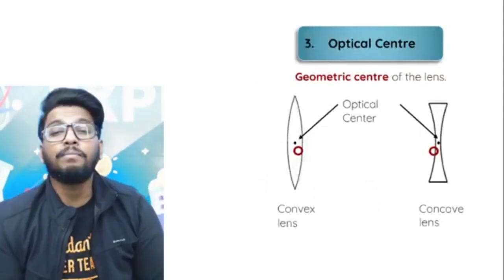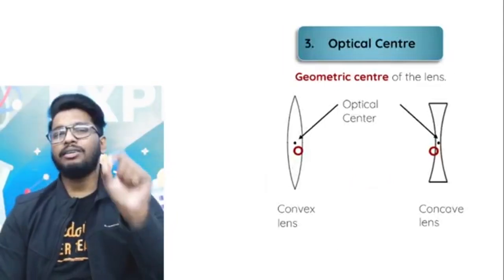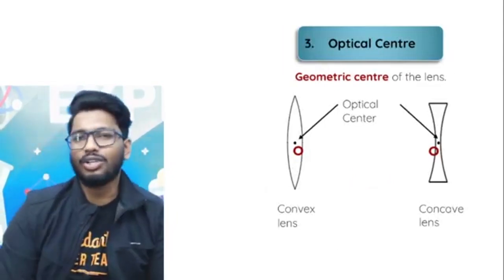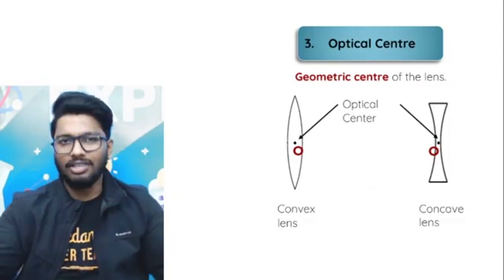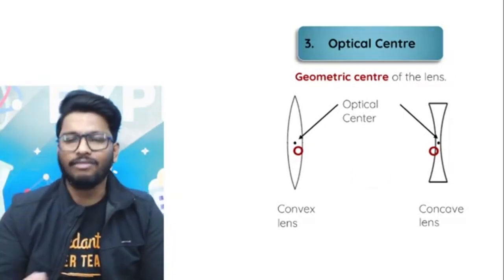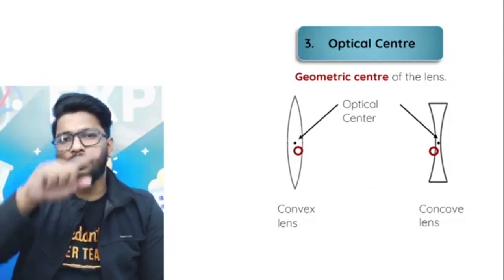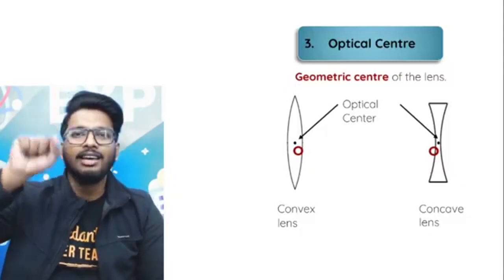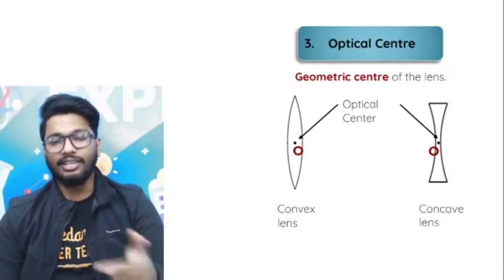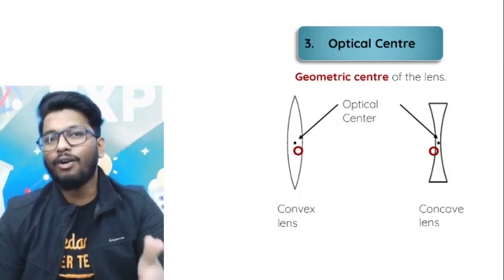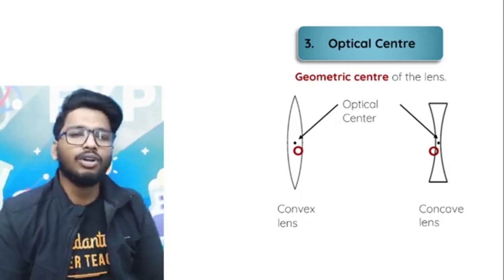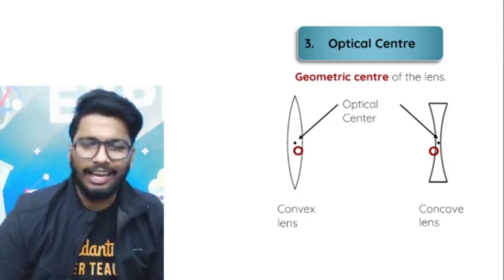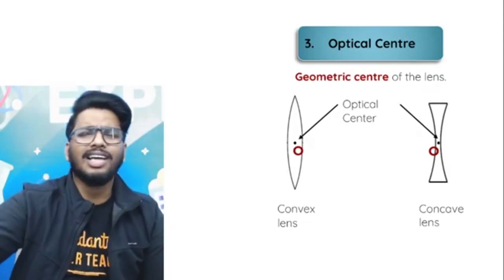Then you have the optical center. The geometric center of the lens is what is called the optical center. For example, if you talk about a circle, the geometric center is the center itself. In the case of a rectangle, if you draw the diagonals, the point where they meet is the geometric center. So the geometric center of that particular lens is what is called the optic center, both for concave as well as convex lenses.